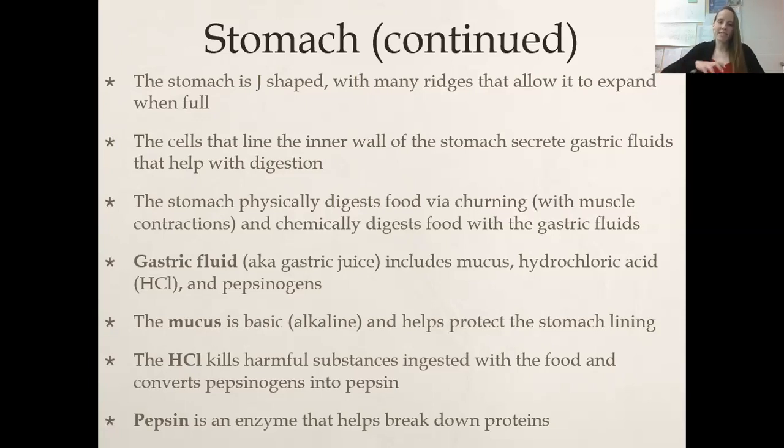So the stomach physically digests food with those muscle contractions that churn the food, and chemically digests the food with the gastric fluid. The gastric fluid is also called gastric juice, and it contains mucus, hydrochloric acid, and pepsinogens. The mucus is basic, which helps to protect the stomach lining. The hydrochloric acid kills harmful substances that are ingested, and it converts the pepsinogens into pepsin. And then pepsin is an enzyme that can actually break down protein.